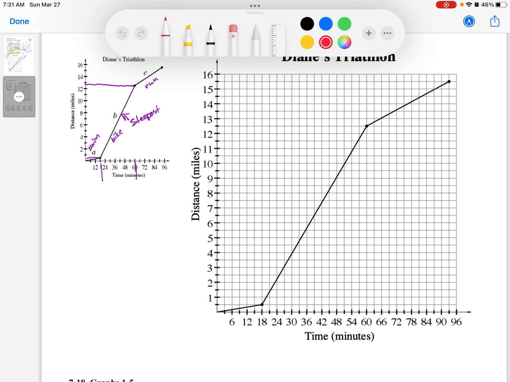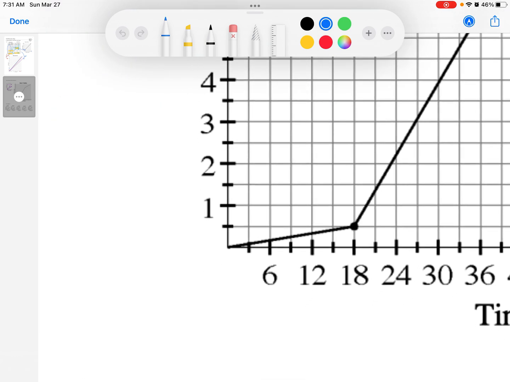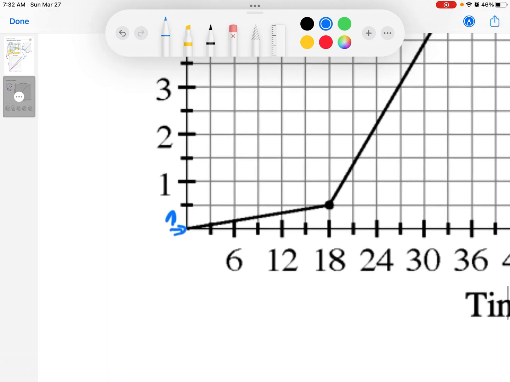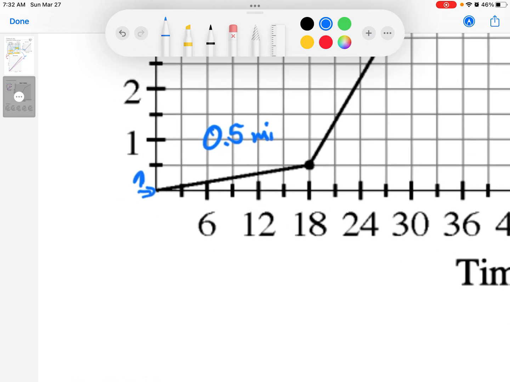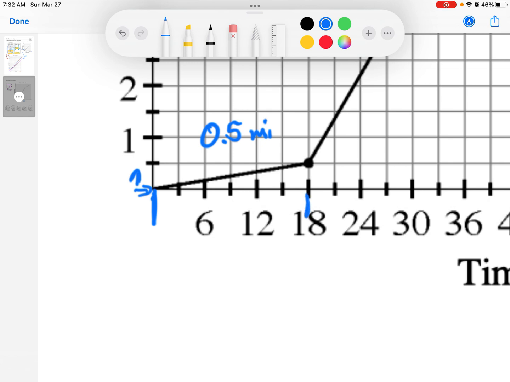So let's go swimming. Let's go with blue because that makes the most sense. And it looks like Diane went from 0 miles up to a half a mile. I think that's distance in miles, yep. So she went 0.5 miles. While I'm zoomed in, let's see how long it took. This was in minutes. It was from 0 minutes to 18 minutes. So she did 18 minutes for swimming. All right, so we got that swimming.